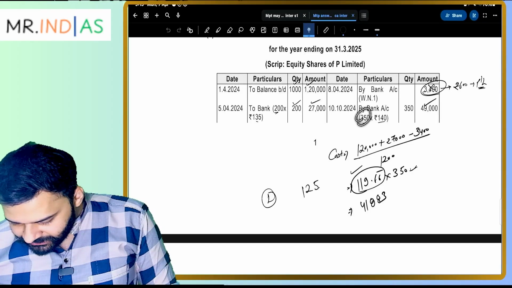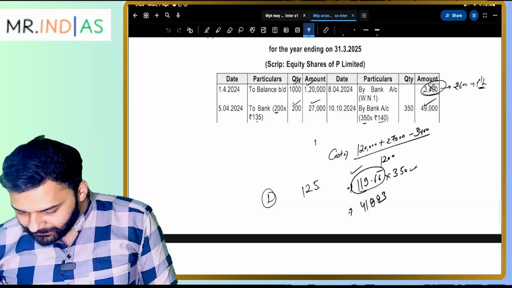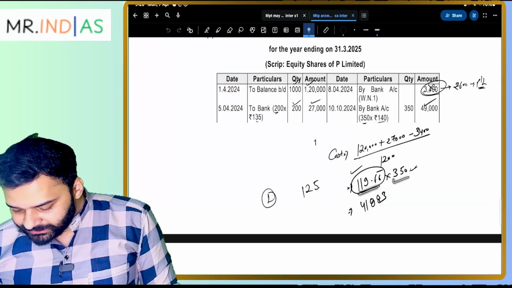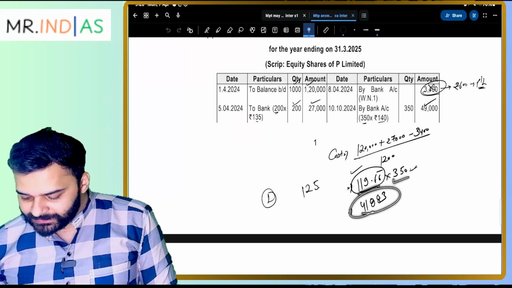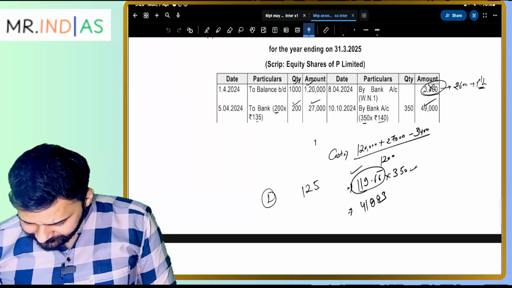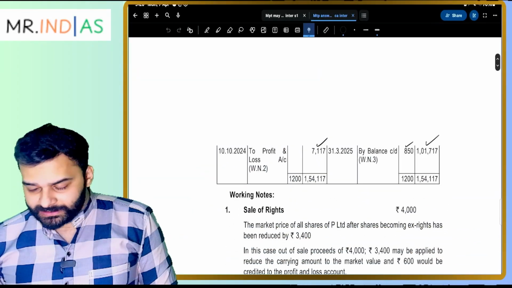Now Mr. Zoom sold 350 shares for 140 each. Selling price, the sale proceeds, is 49,000. Per unit cost is 119.66 into 350 shares. This will be the cost, 41,883, and he sold this for 49,000. He has a gain, guys. He has a gain of 7,117.